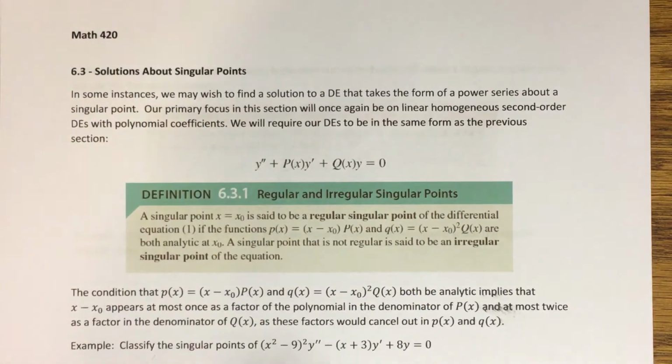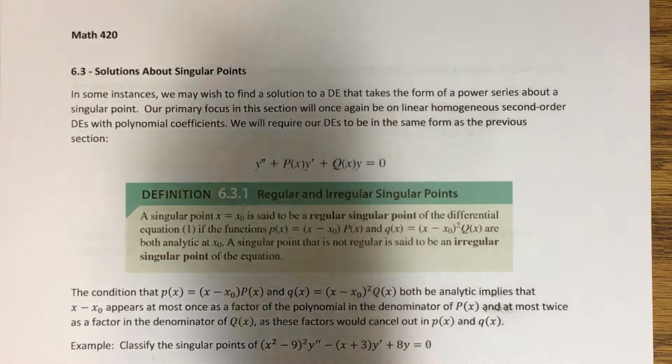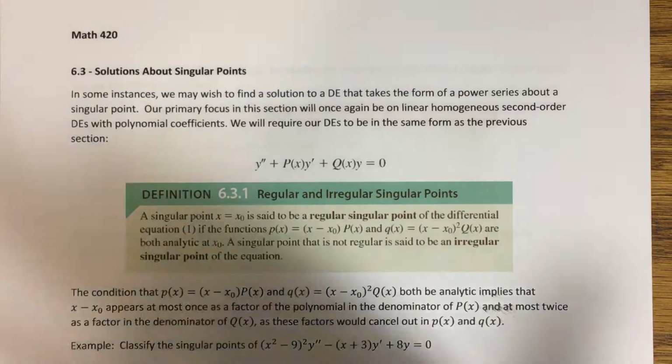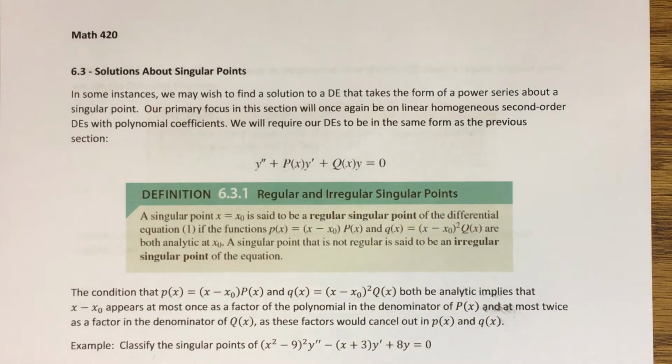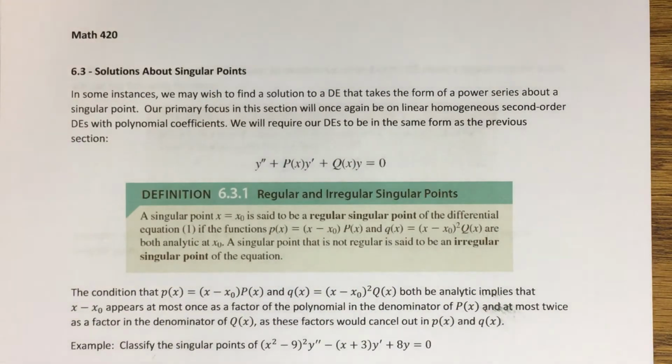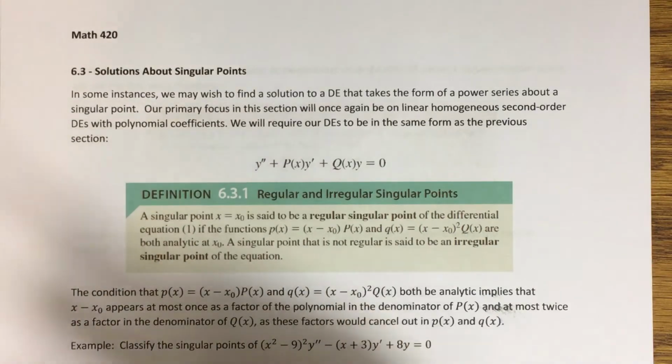And in particular, we're going to be working with the singular point x equals 0. Even though this applies to the more broad case of any singular points satisfying certain conditions, our examples are all going to involve the singular point that we're finding our power series about. It's going to be 0.